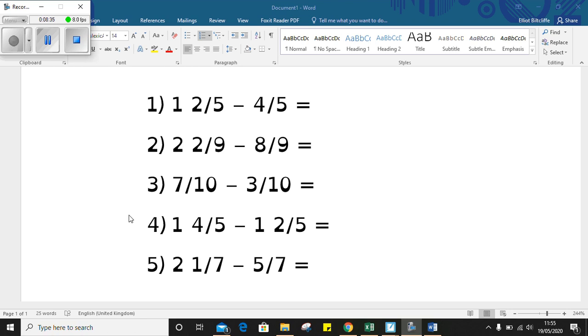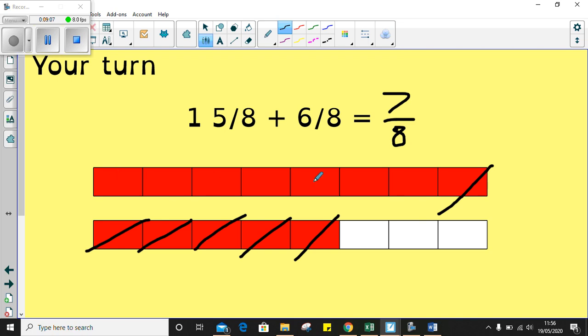Right, guys, here's the worksheet I'd like you to pause and have a go at. First question is 1 2/5 subtract 4/5, 2 2/9 subtract 8/9, 7/10 subtract 3/10, 1 4/5 subtract 1 2/5, 2 1/7 subtract 5/7. Now, if you're struggling to do this mentally, draw it out. Draw yourself 1 2/5. Then cross off 4/5 like you saw me do here. Draw your full 1, mine represented by 8/8, 1 whole, and then 5/8 I crossed off. So think about how you can do that for your questions here.